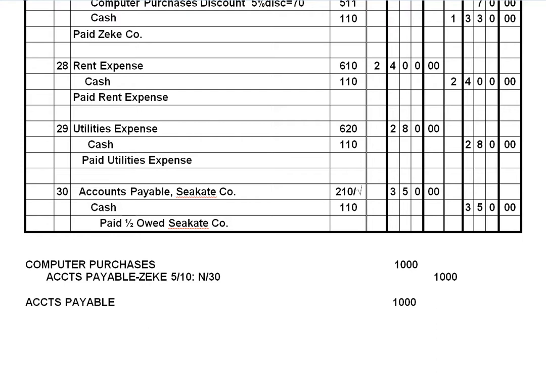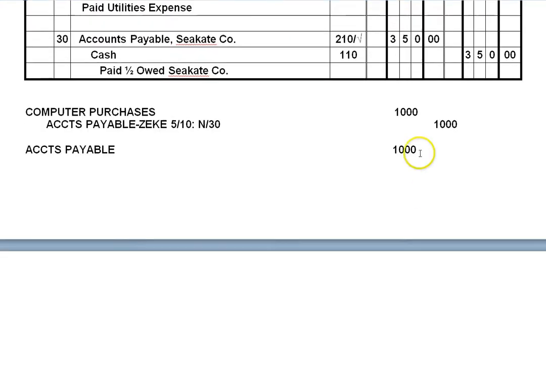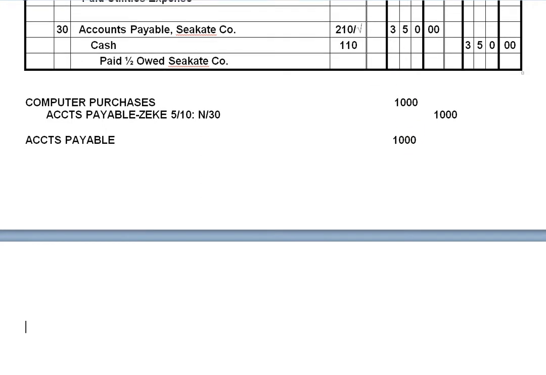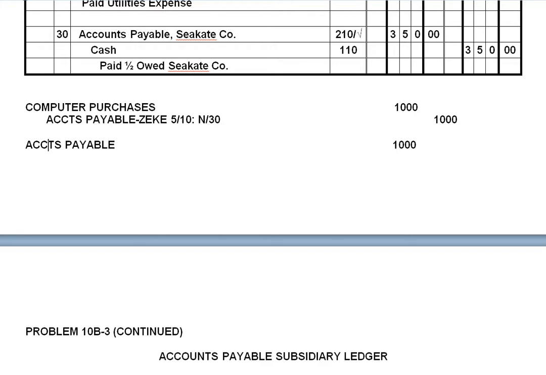And if we're taking a 5% discount, all right, I don't want to screw this up here. Can we get up here? I can't get up here without moving that down. Hopefully. Okay, let's see what happens here. Yeah, it's doing it. Okay, so if we were taking a 5% discount, we'd credit purchases discounts.